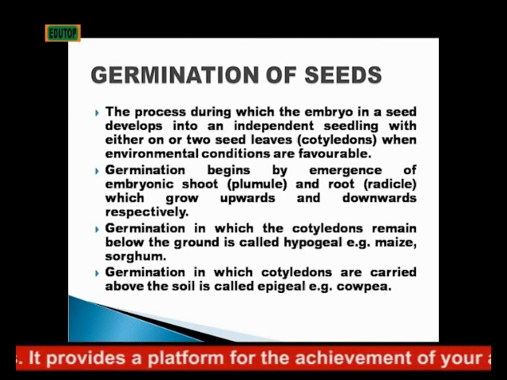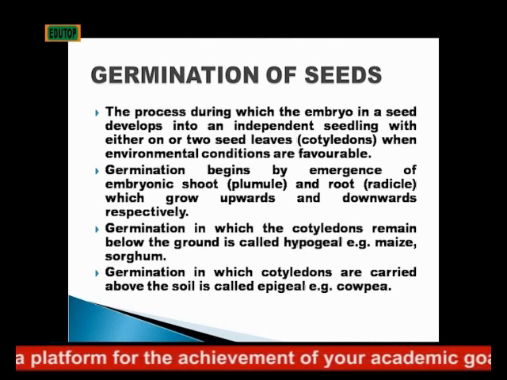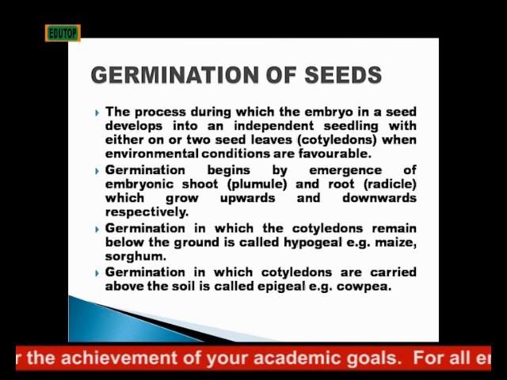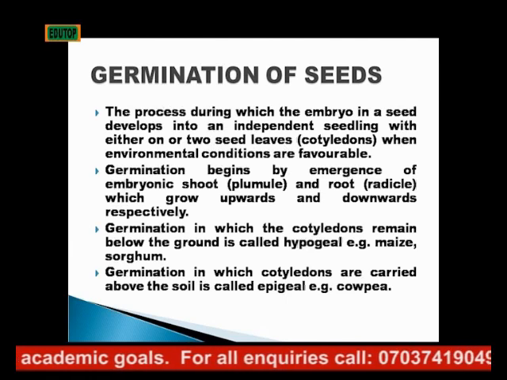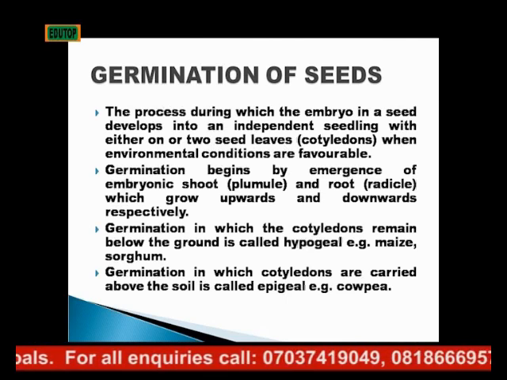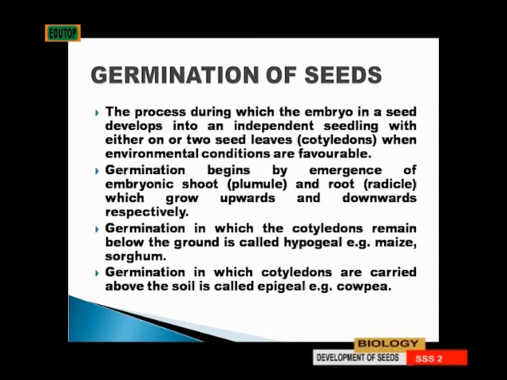There are two types of germination: hypogeal and epigeal germination. In hypogeal germination, the cotyledon remains below the soil, in the ground. But in epigeal germination, the cotyledon is carried above the soil. Examples of hypogeal germination are maize and sorghum, where the cotyledon is usually in the soil. But in epigeal germination, such as in cowpea, the germination is above the soil.